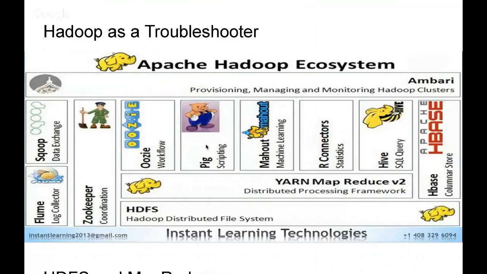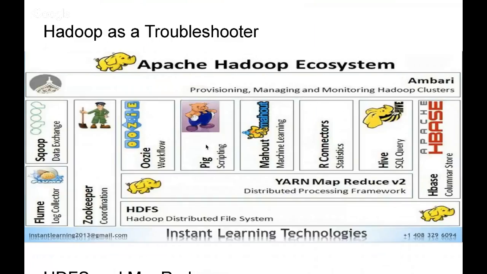The name Hadoop was given because he got the idea when his kid was playing with a toy, and the name of his toy was Hadoop. So this is the history behind naming Hadoop, how Hadoop came into existence.